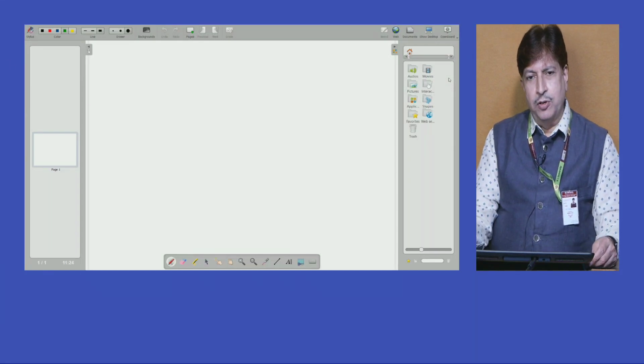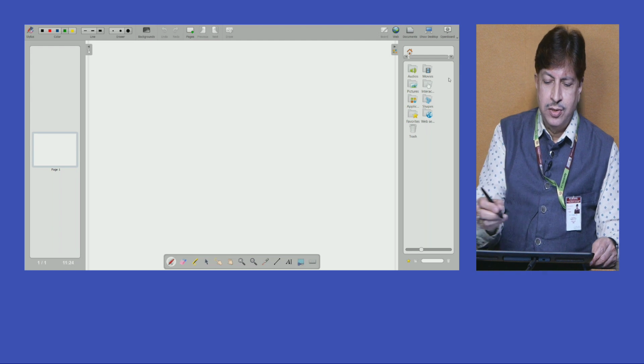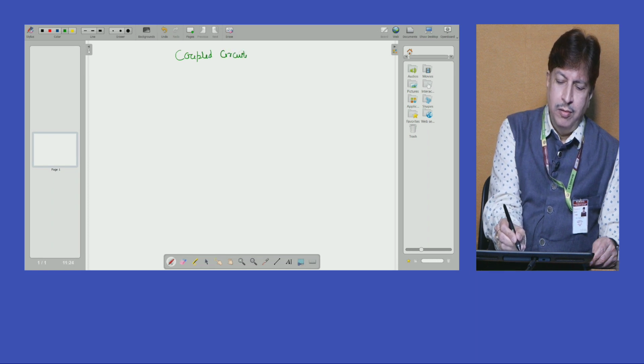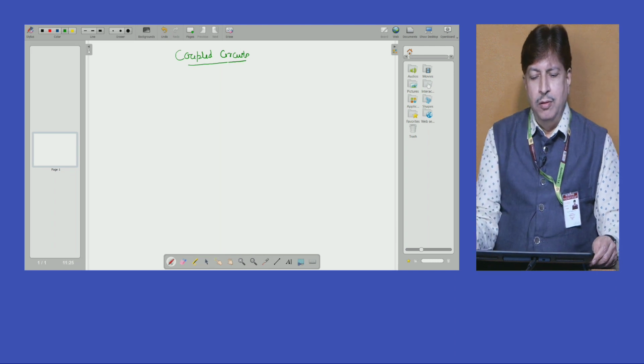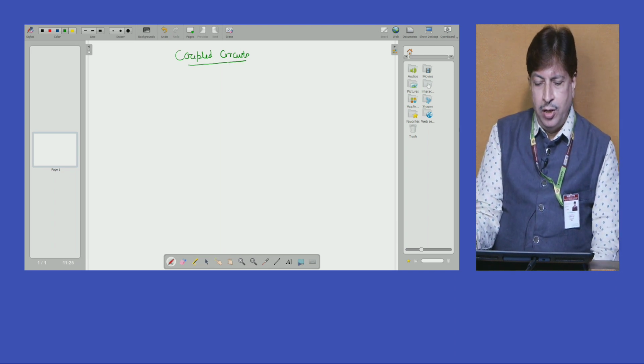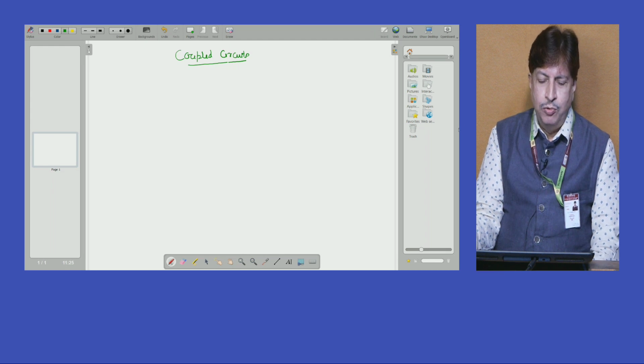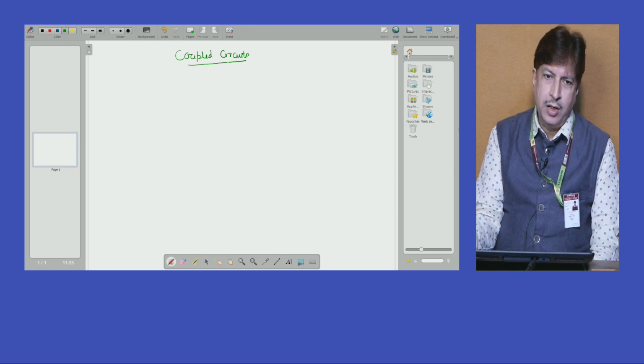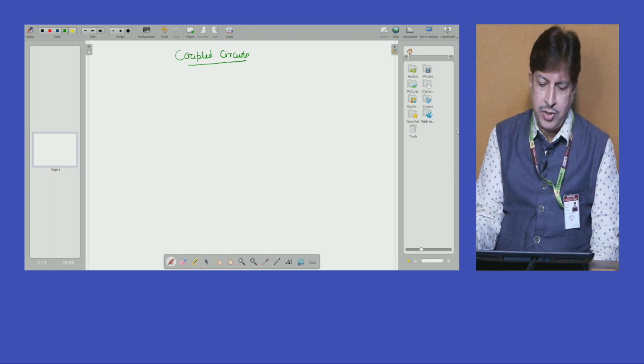Our topic for today's discussion is coupled circuits. Before we discuss the concept of coupled circuit, let us review a few basic points which you have studied in your earlier classes or previous semester.